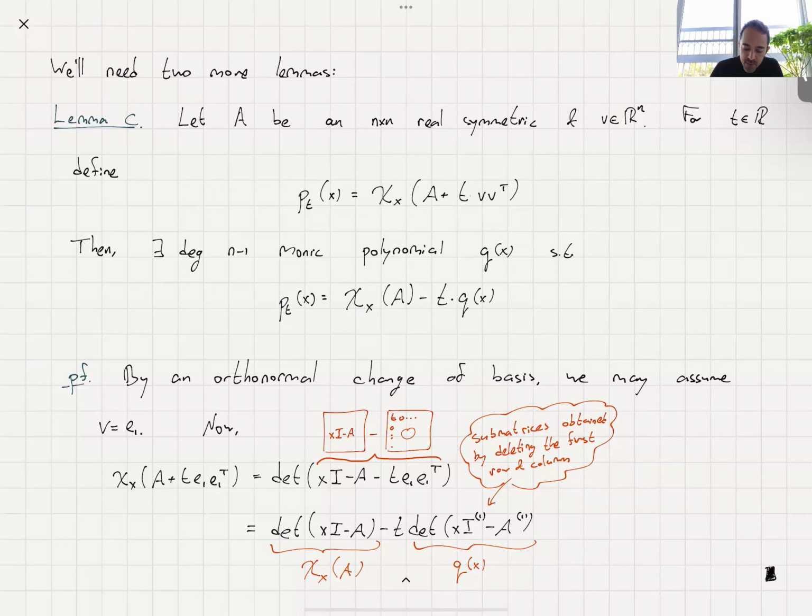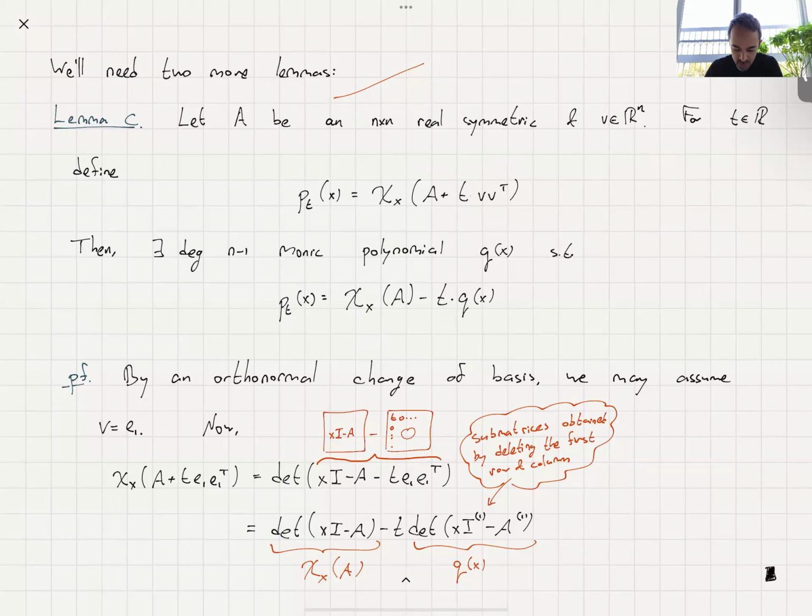So let's say you are looking at an n by n real symmetric matrix A, and you're looking at some vector v in R^n. Now, for a parameter t in R, let's consider P_t of x to be the characteristic polynomial of A plus t v v transpose. Namely, you do a rank 1 update to A, with parameter t, with a fixed v, and look at the characteristic polynomial. And what I want to understand is how this polynomial is related to the characteristic polynomial of A. It's somewhat related to what we did with the toy example two videos ago.